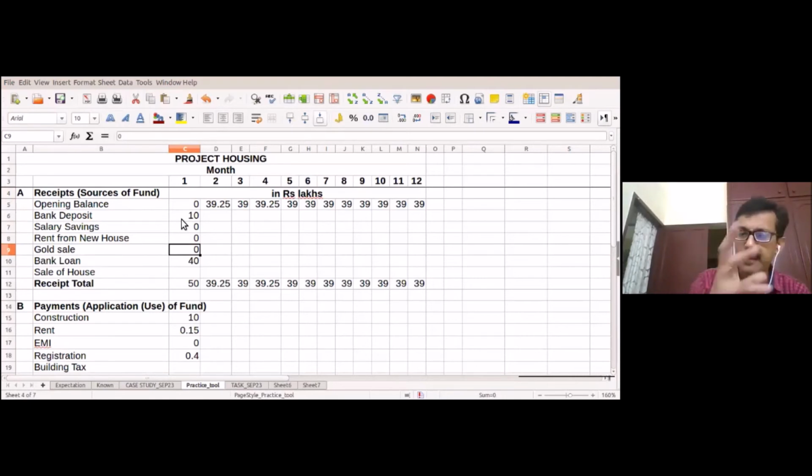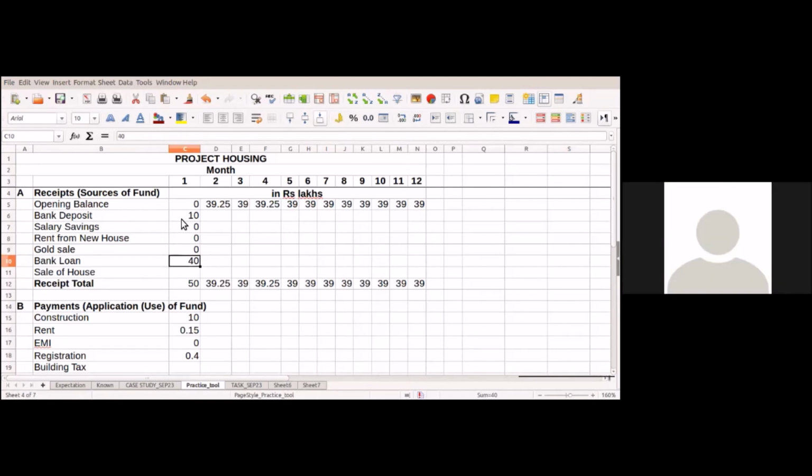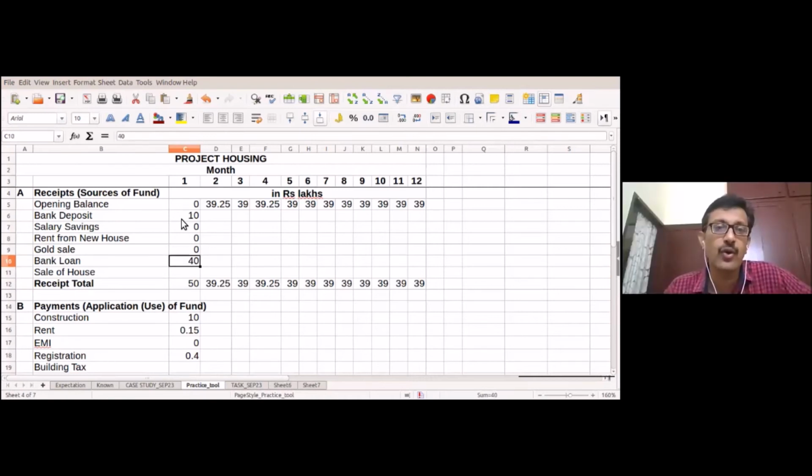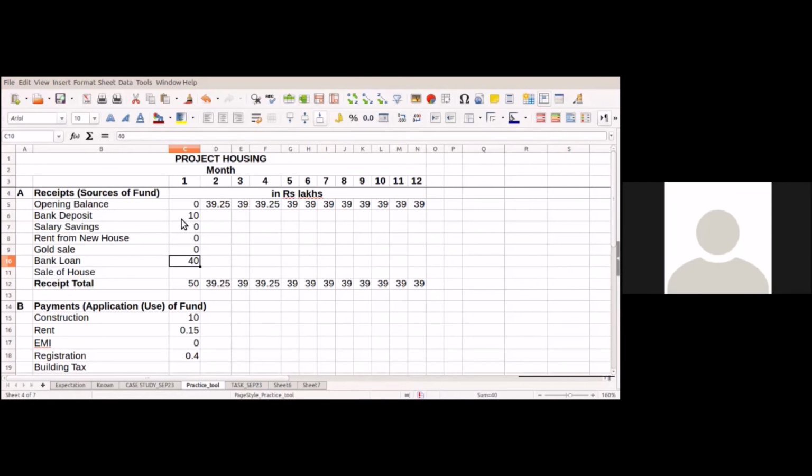What do you think, prima facie? There is one elephant in the room, as they say. There is one big problem with this. You can get the whole loan amount in the first month. Jyotish has said the whole loan amount is 40 lakhs. But you will not get the whole amount in the first month.